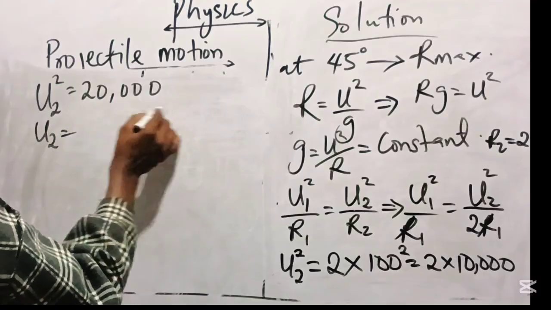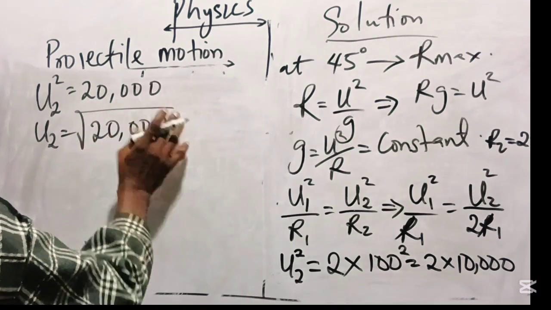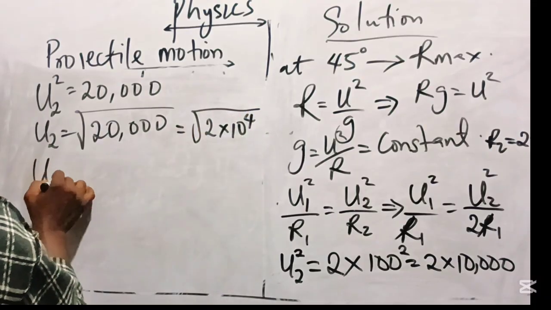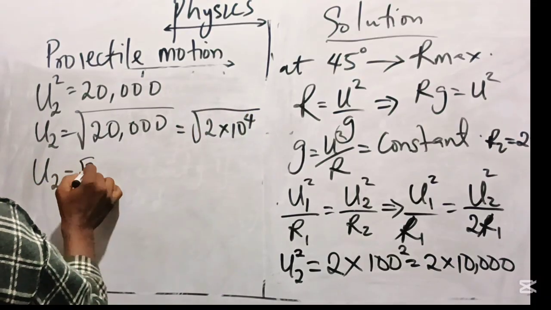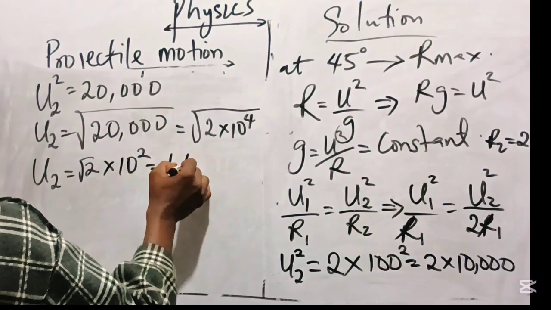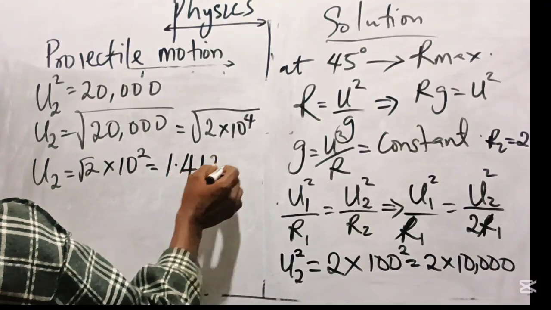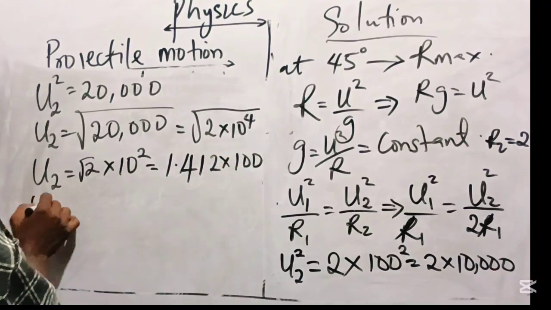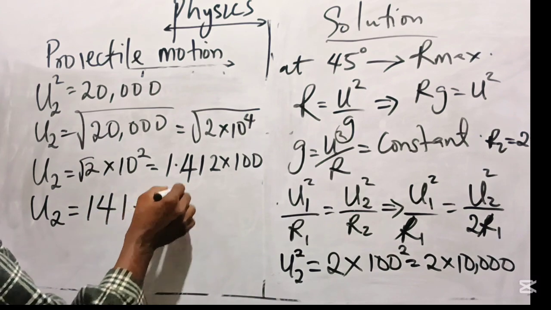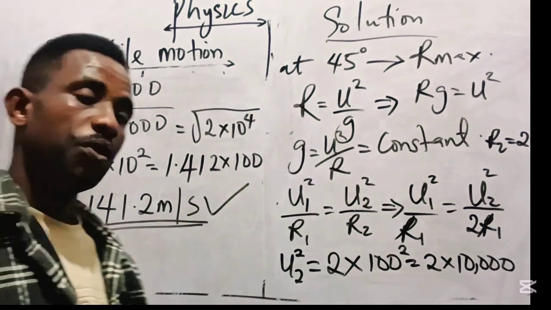Then U2 is equal to the square root of 20,000. This will give us the square root of 2 times 10 raised to the power 4, which is equal to the square root of 2 times 10 raised to the power 2, which means 1.412 times 100 will give us U2 is equal to 141.2 meters per second. So this is the final solution to the question.